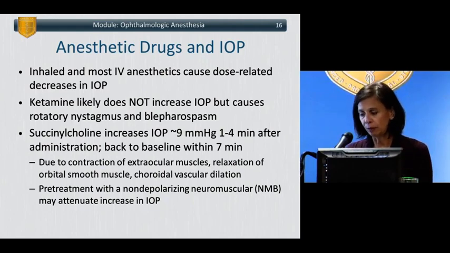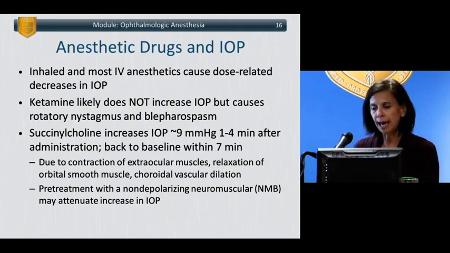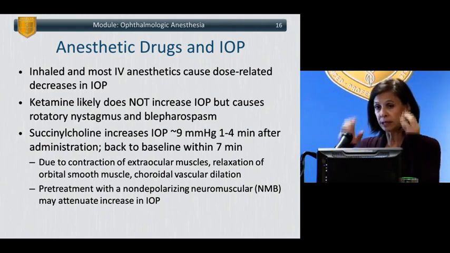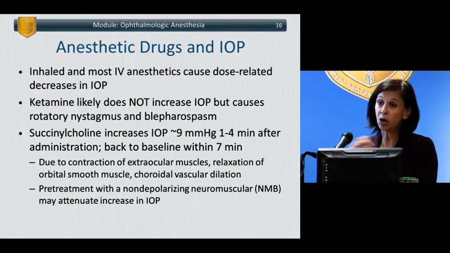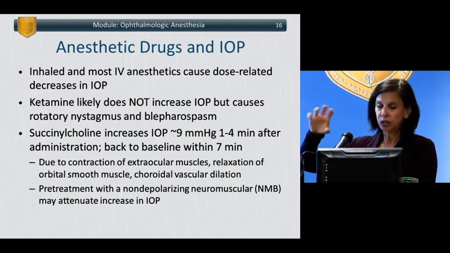But the key problem with ketamine for eye surgery is ketamine can cause a rotatory nystagmus and blepharospasm. Blepharospasm is spasm of the eyelids. So you can imagine it's hard to operate on your eye if your eyelids are squinched shut. And it's also hard to operate on your eye if your eyeballs are twitching back and forth.